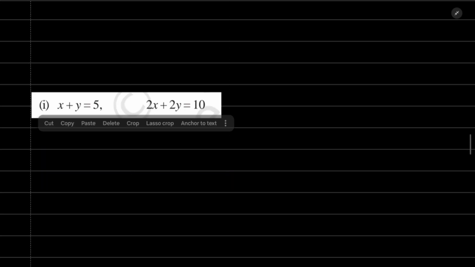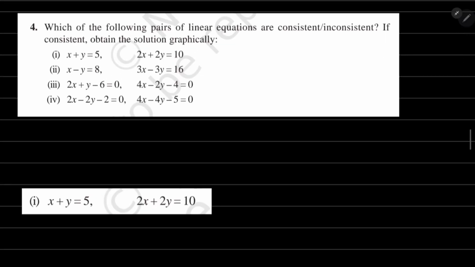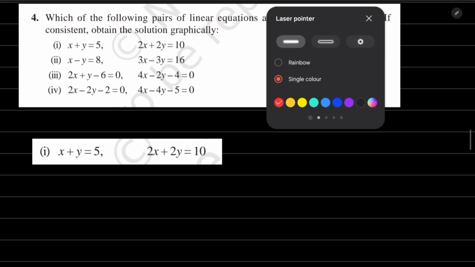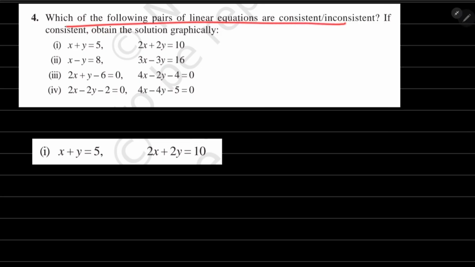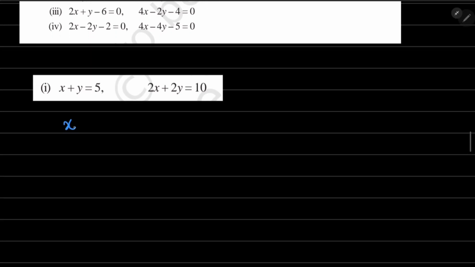So what's the next one here? The question is, which of the following pairs of linear equations are consistent or inconsistent? Very similar to what we just saw. And if it is consistent, you have to obtain the solution graphically. First of all, let us take the first question the same way. Earlier we saw that using the ratios we will just find if it is consistent or inconsistent. If the system is consistent, you have to obtain the solution graphically.